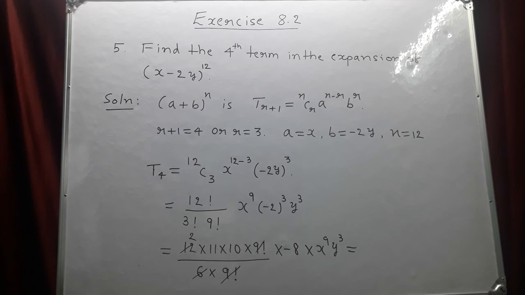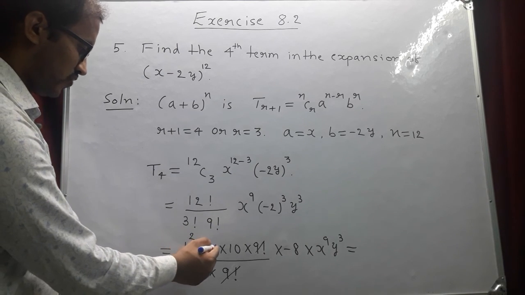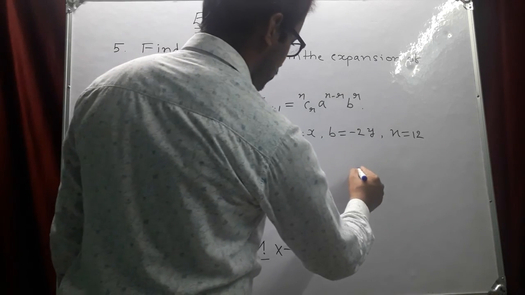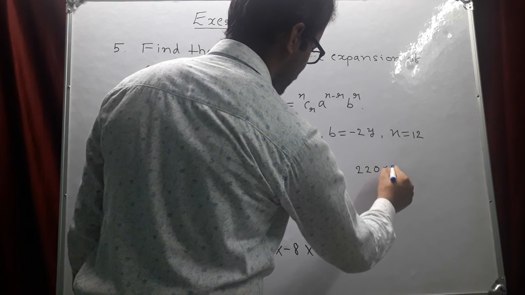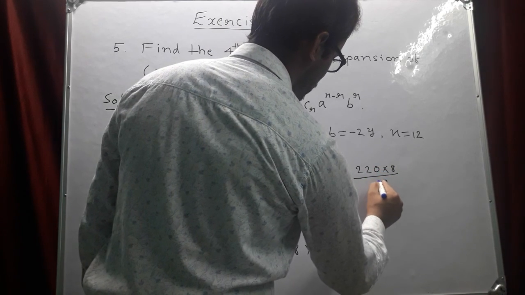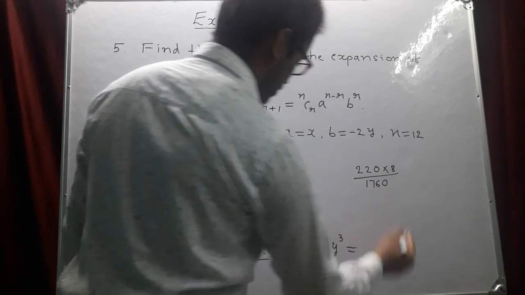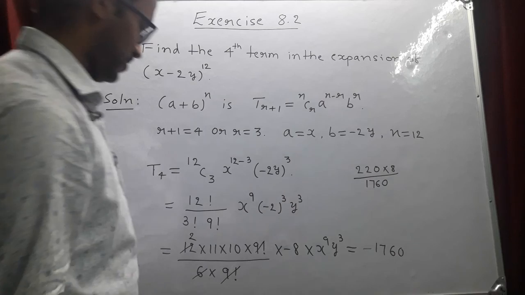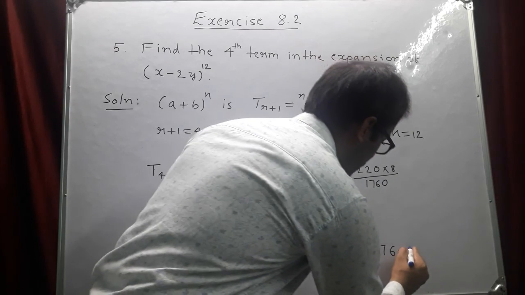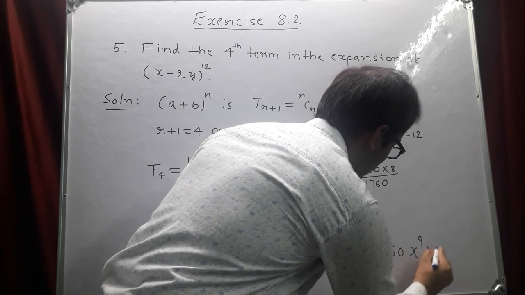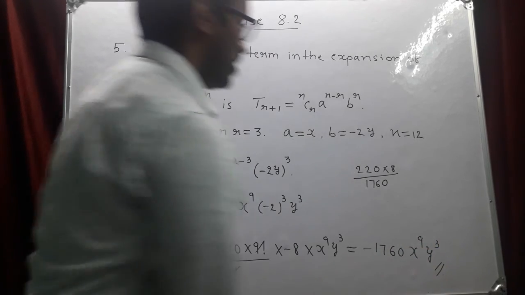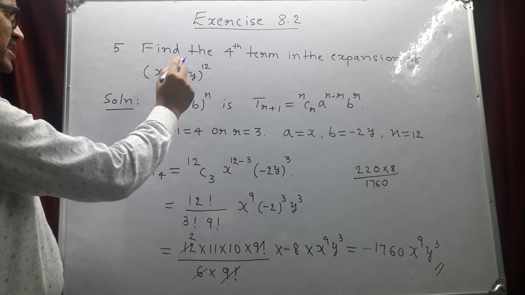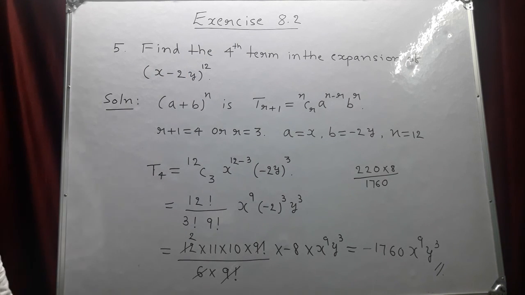So that is equal to, here 22 into 10, 220. So 220 into 8, so that is −1760 x⁹ y³. So this is the fourth term in the expansion of (x − 2y)¹².